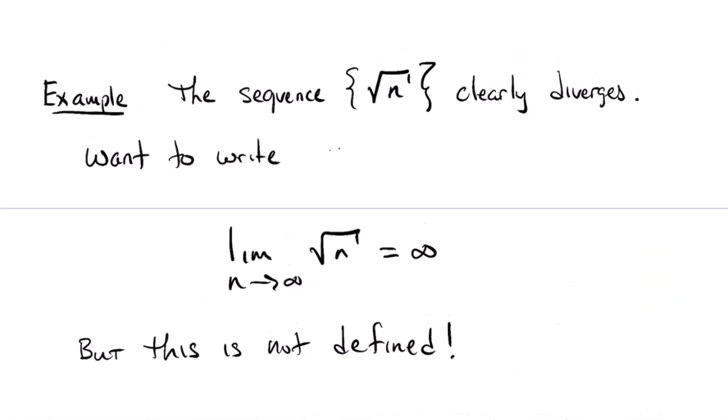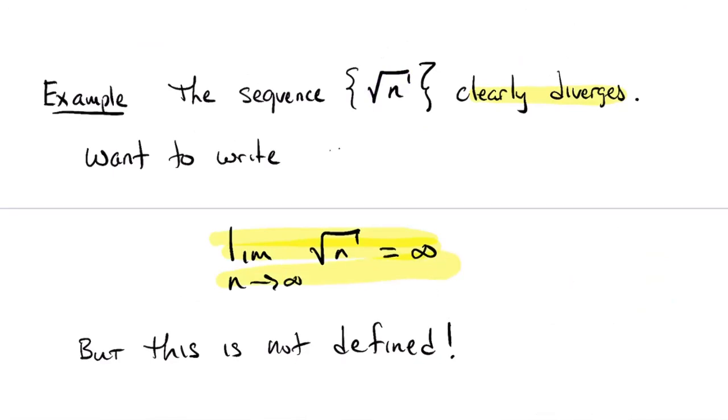Okay, so let's consider the sequence whose terms are the square root of n. As n goes to infinity, the square root is an increasing function, right? As n gets bigger, its square root gets bigger. So intuitively, it clearly diverges. And if you open up your calculus book, you could probably find a statement written something like this, that this limit is equal to infinity.